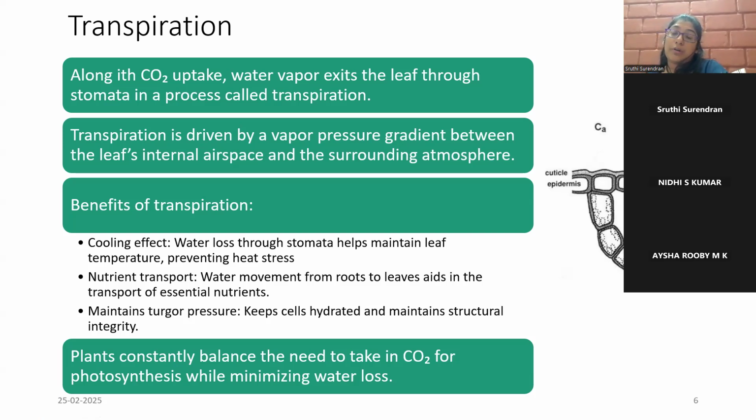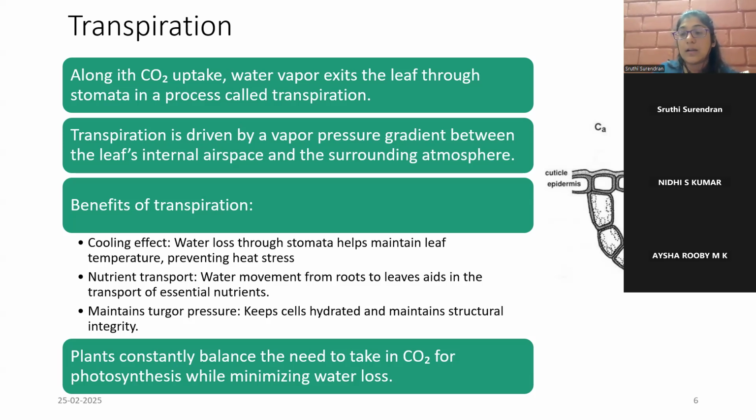Now, although entry of carbon dioxide is a positive process helping in the process of photosynthesis, too much transpiration is going to result in the plant losing a lot of water. So, in order to maintain an optimum amount of water being lost, the stomata will generally close so that too much water is not lost during transpiration.